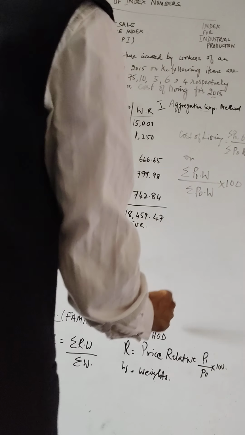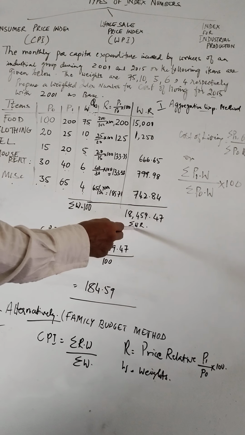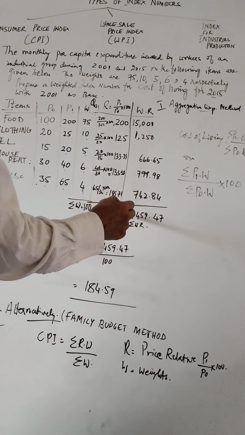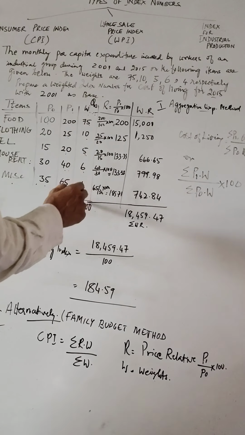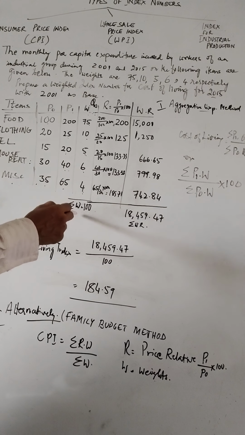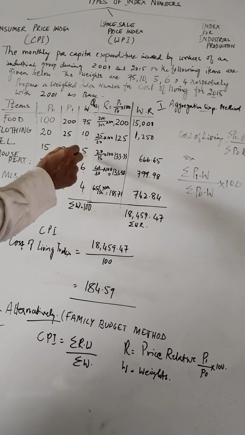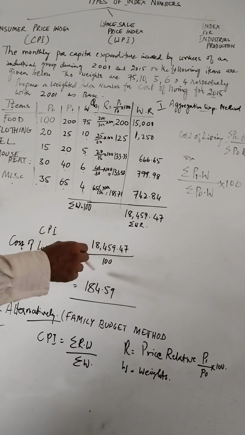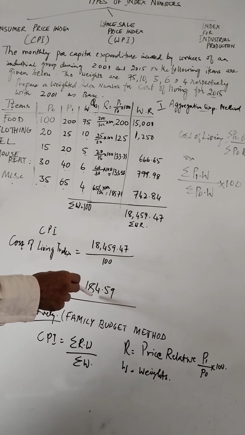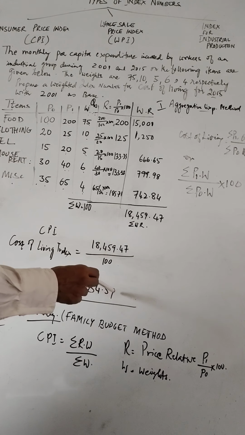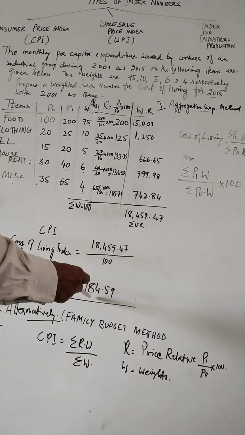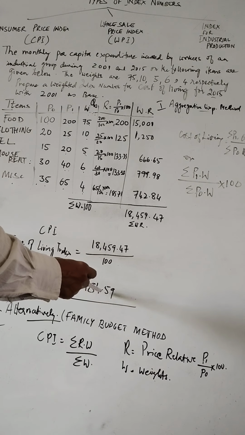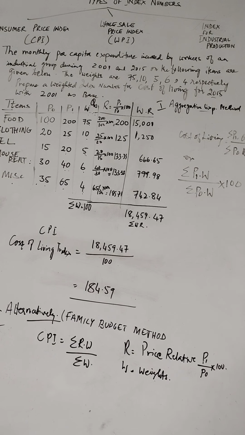And then the next thing we do is we sum them up. When we sum it up, we get 18,459.47, and we sum up the weights. The summation of weights is equal to 75 plus 10 plus 5, etc. So this is how we work it out, and what we get is 184.59. That means there has been an increase in the expenditure over the years from 100, that is, the increase is 84.59 approximately.